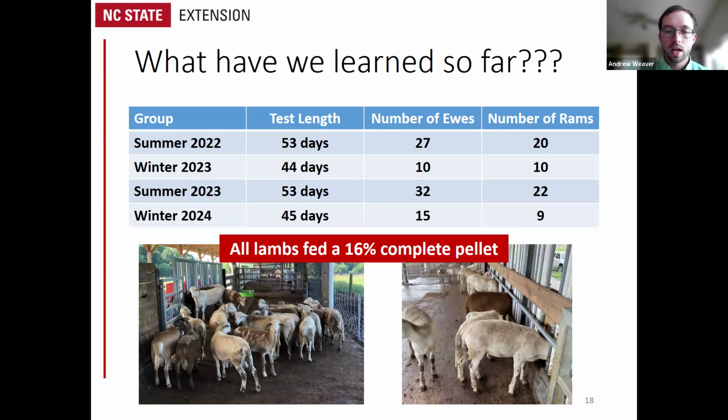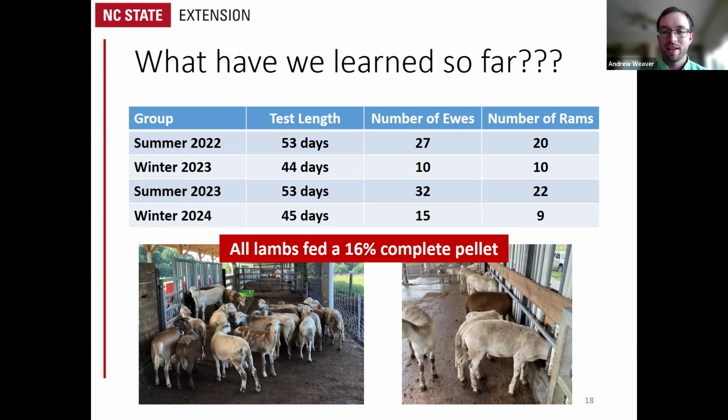All the lambs are fed a 16% complete pellet, so everything they need in their diet is in that pellet. It's got a coccidiostat, it's got ammonium chloride, a vitamin mineral pack, so that they're not getting any additional feed in their diet.